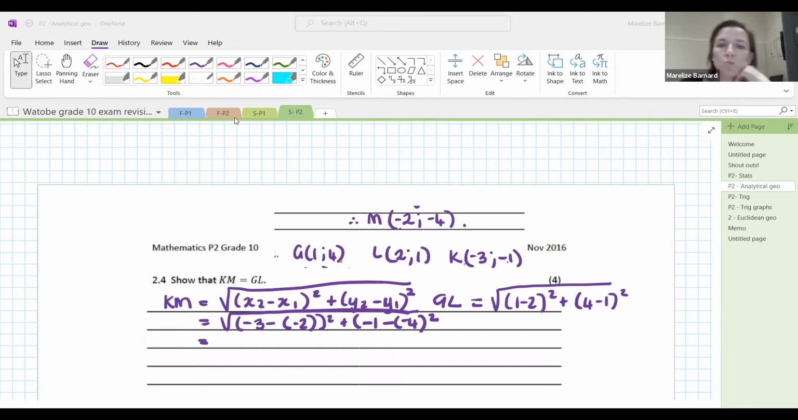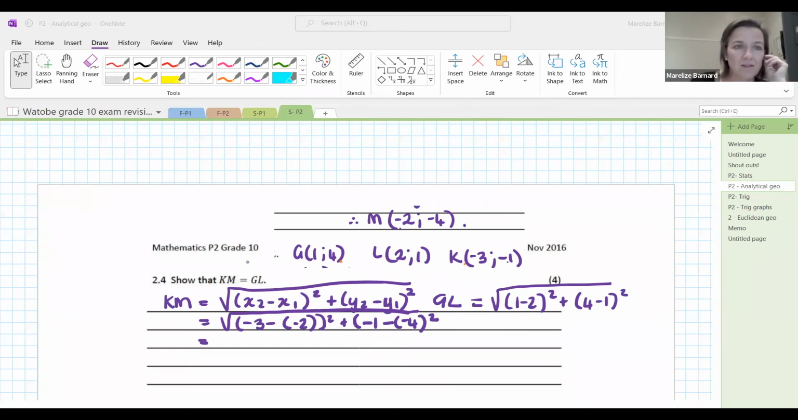Let's see, guys. What do you get for Km and GL? It can't be taking this long. It's just a matter of punching into your calculator. Put an answer in the chat. Because we've already substituted everything, it's just putting it in the calculator.